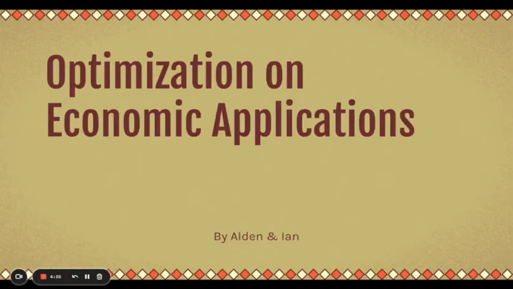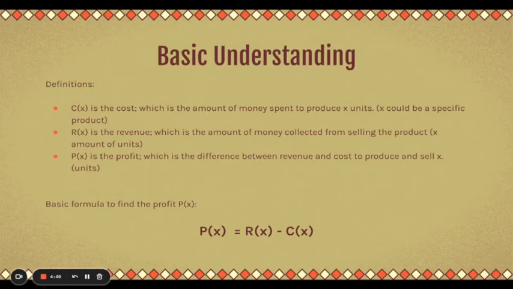So today I'll be teaching about optimization on economic applications. In order to understand this lesson, we need to understand the basic definitions. First, C(x) is the cost, which is the amount of money spent to produce x units.